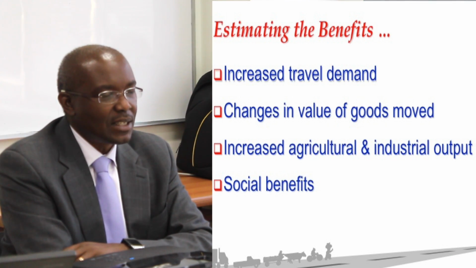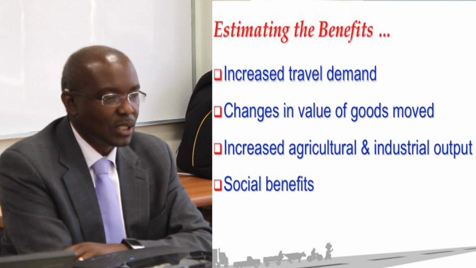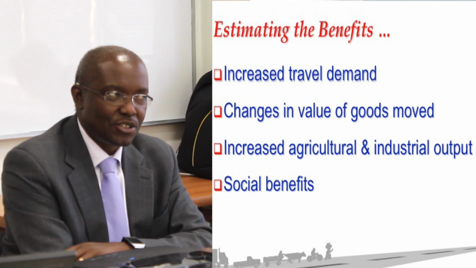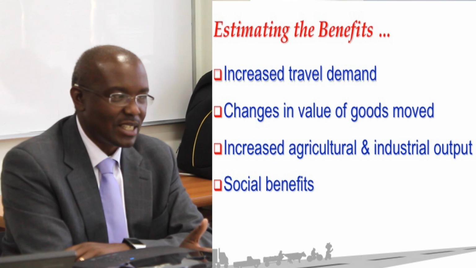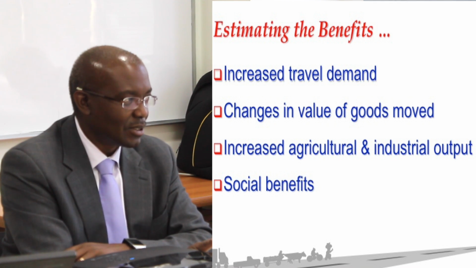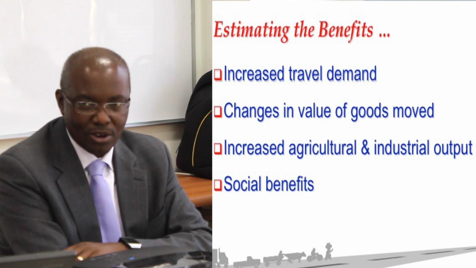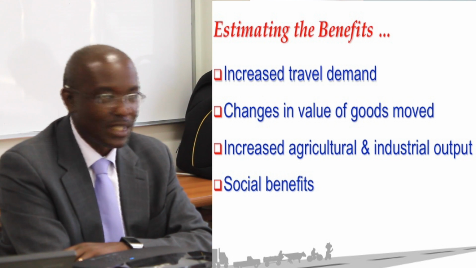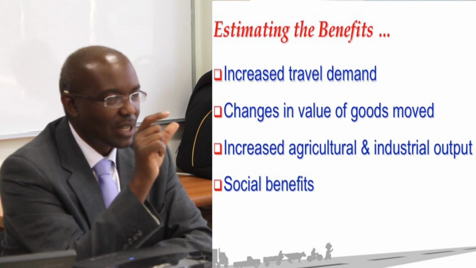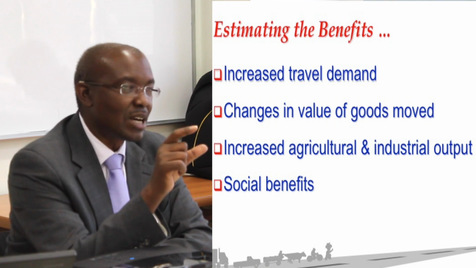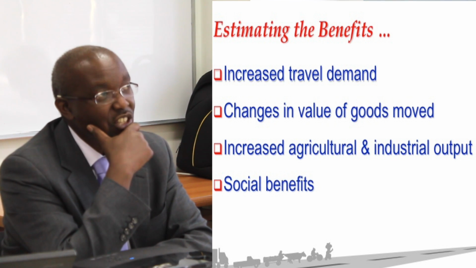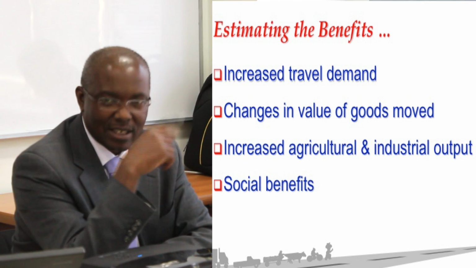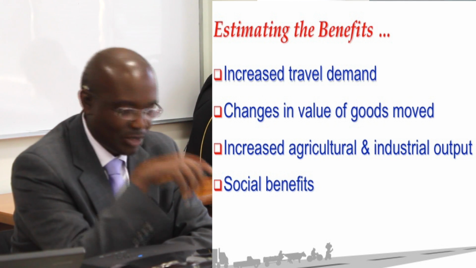Now, these are from what we would call the normal growth of traffic. The fact that you improve a road can generate increased demand for travel. So at the moment, if traffic is growing at, say, 2%, and then you improve the road, it might start growing at 5%. So the difference between 2 and 5, the 3% extra traffic, is what we will call generated traffic. That is increased demand, which the benefits from that are calculated separately from normal traffic.